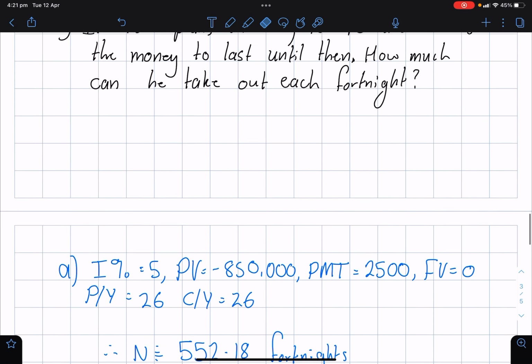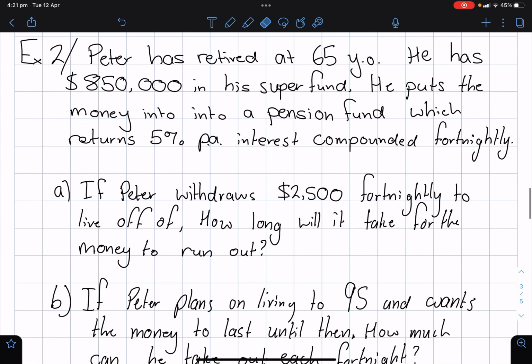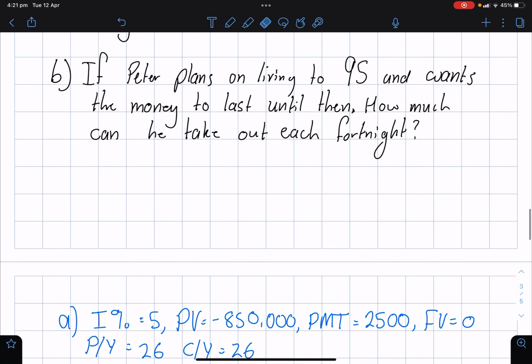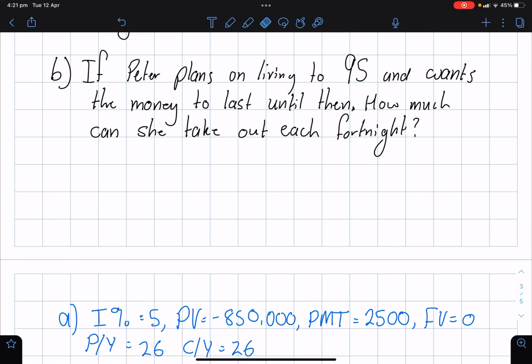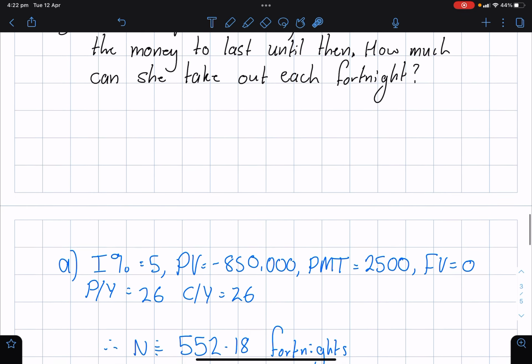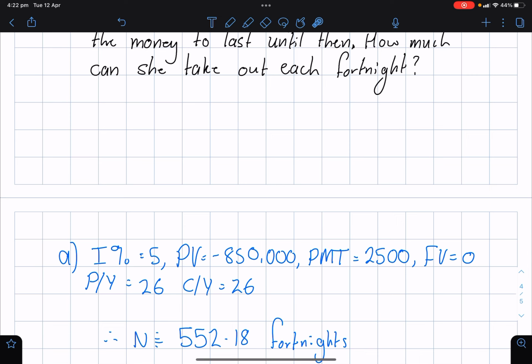So, question A, we are going to be looking at if he withdraws 2,500, how long will it take to run out? So we're looking at finding the number of years. We know our percentage is 5. Our present value is negative 850,000 because there's $850,000 in our account. PMT is 2,500, that's how much we're taking out. We just put 0 in for our future value, and because we're looking at fortnights, PY and CY are 26. Therefore, N equals approximately 552.18 fortnights.